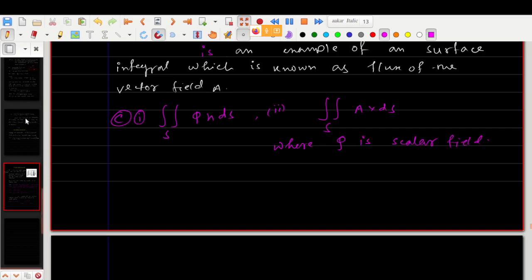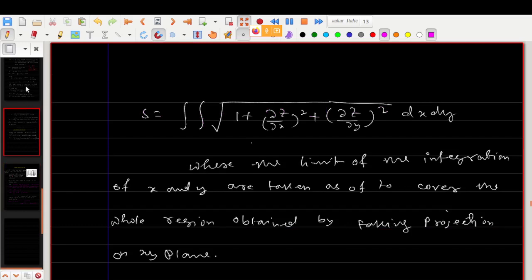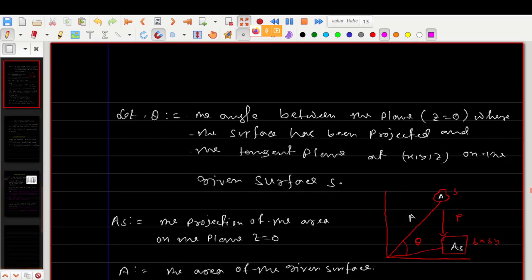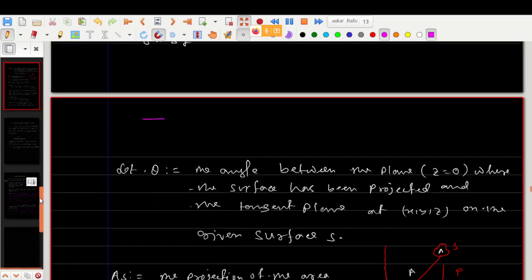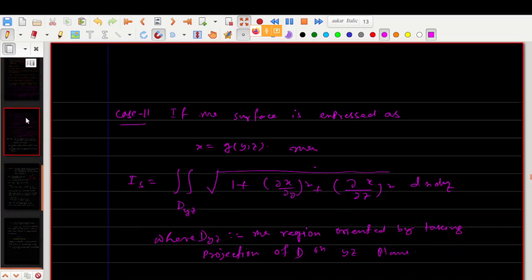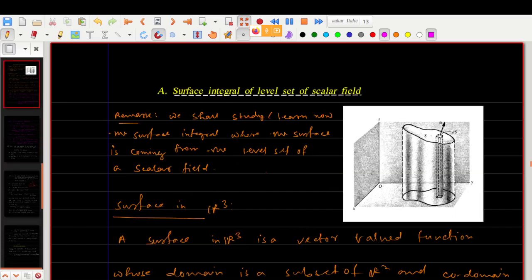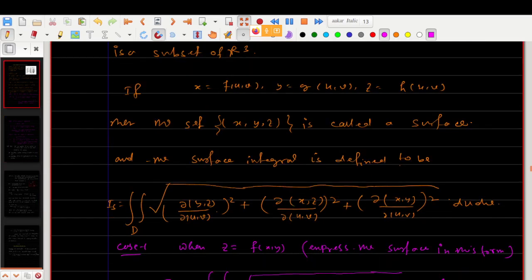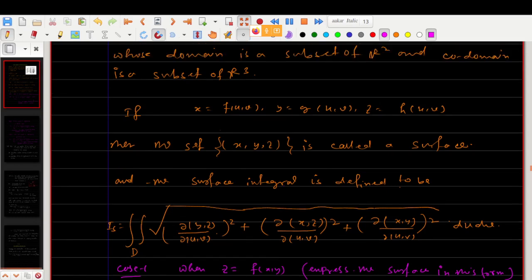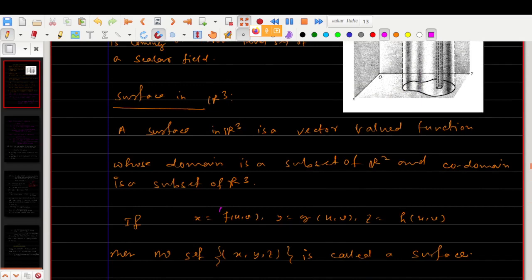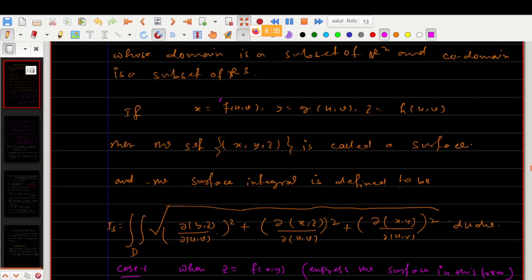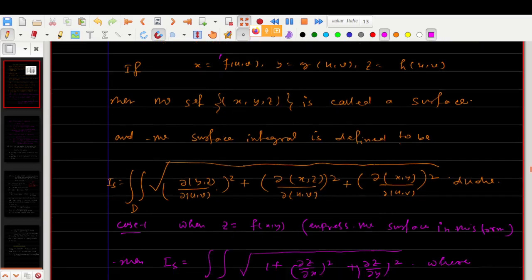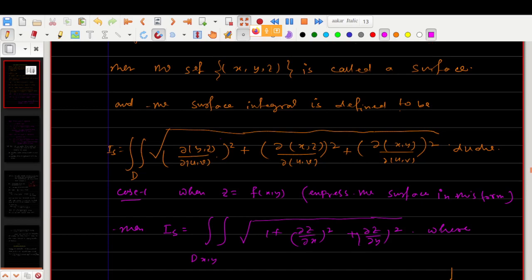This course mainly, so let me check whether I have mentioned the surface level set. Just wait a minute. Okay, so let me put one thing that I have missed to write. What is level set? Because for a scalar value it is a scalar field, so you have to get a surface in order to say the term surface integral. So that's it.